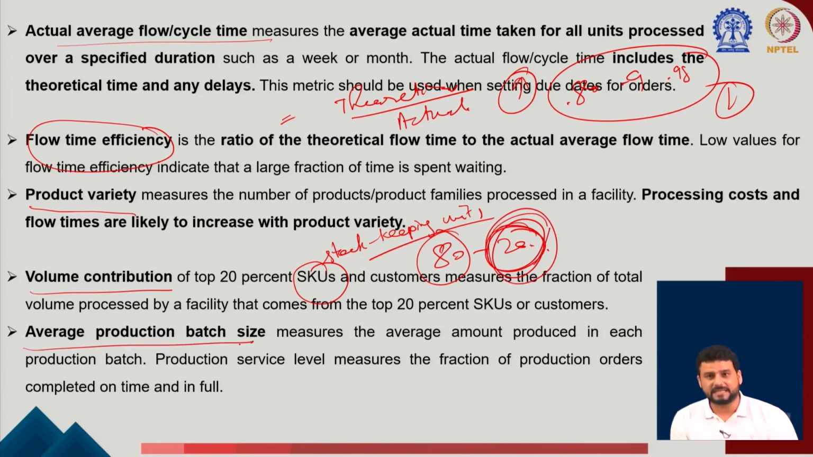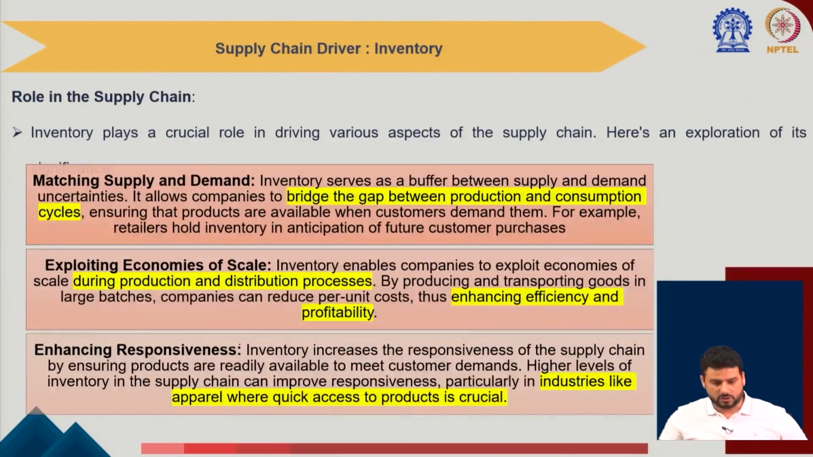Average production batch size, I talked about. If you produce more items in a particular batch before changeover, it will reduce your transportation cost, but then it will increase your inventory storage cost, right? So yes, you need to make a balance of how much you want to produce, so that you can reduce the batch cost. Now we will come to the second driver, that is your inventory.